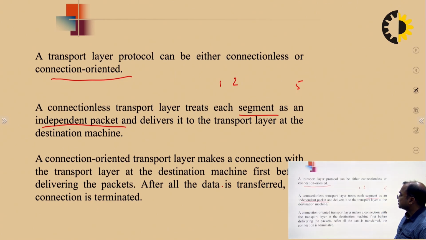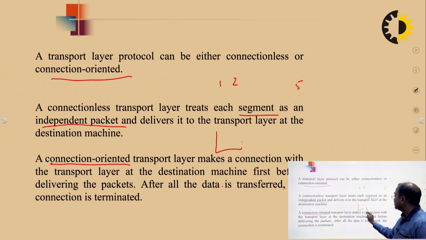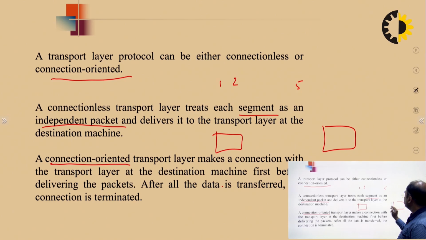Next is the connection oriented transport layer. It makes a connection with the transport layer at the destination machine first, before delivering the packets. As we already discussed, connection oriented means they make a dedicated path between the sender and receiver.